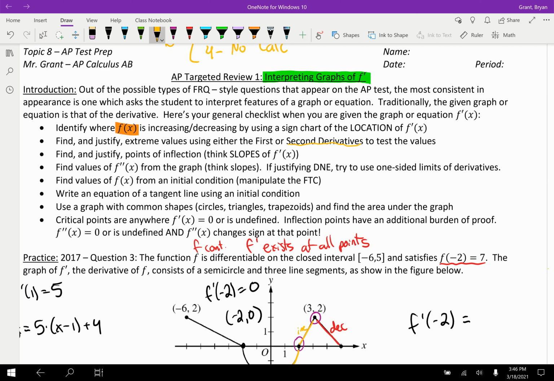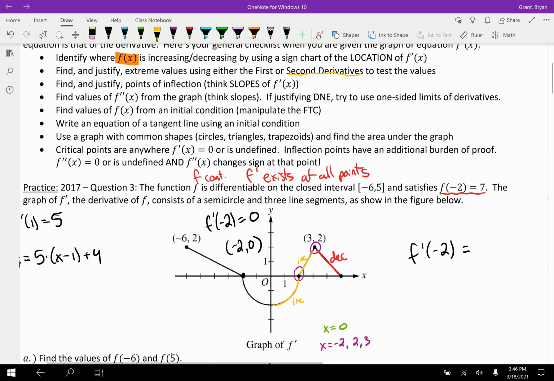Right? And we need to make sure not only to set f double prime equal to 0 and find where it doesn't exist, but also make sure that f double prime changes sign there. You need to find the values of f double prime from f prime. Try to use one-sided limits if you're justifying does not exist. Find the values of f of x from an initial condition. That's manipulating the fundamental theorem. Write the equation of a tangent line. Pretty easy. We did that at the end of the 2017 one.